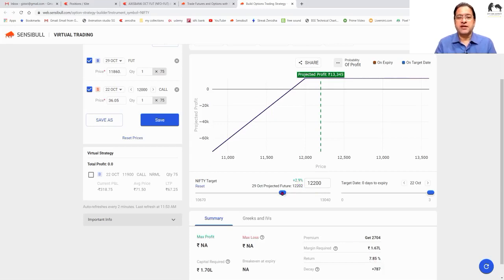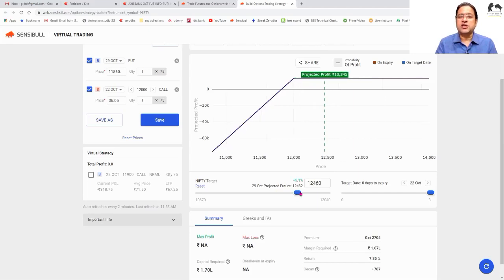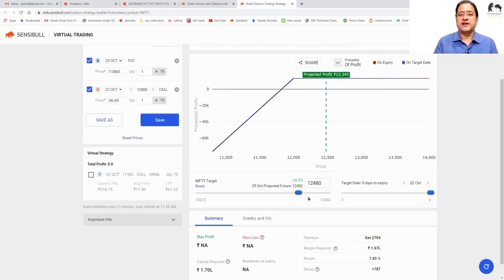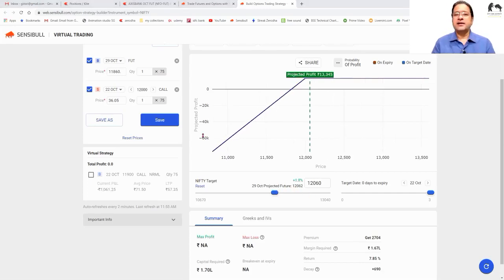So this is the kind of money to be made, even if the market closes anywhere above the level of 12,000, this is the kind of money you'll be making. Ideally, covered call, as you know, is usually done when you actually physically hold stocks.